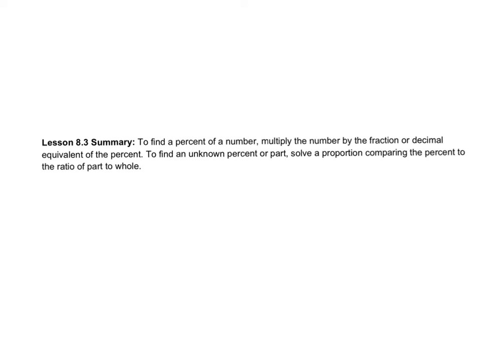So lesson 8.3 summary. To find a percent of a number, we can multiply the number by the fraction or decimal equivalent of the percent. Or to find an unknown percent or part, we can solve a proportion comparing the percent to the ratio of the part to whole.